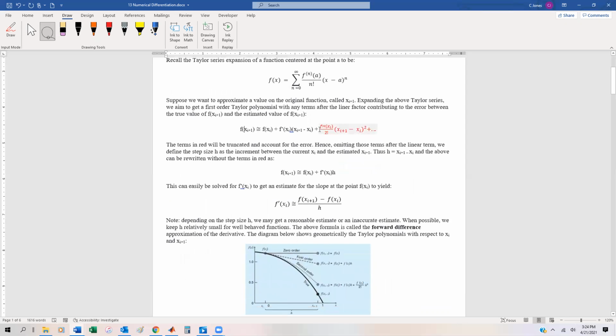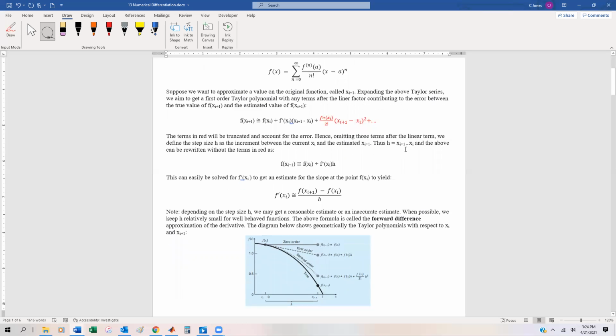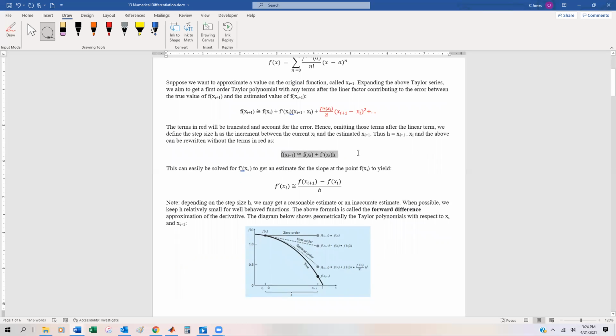Now, let's just assume that anything after the second derivative is going to be an error. Because if we were just using a linear or first order polynomial to represent it, then everything after this would be the difference between the approximated and the exact value. So let's just truncate all of this stuff in red. Then this is what we're going to be left with.